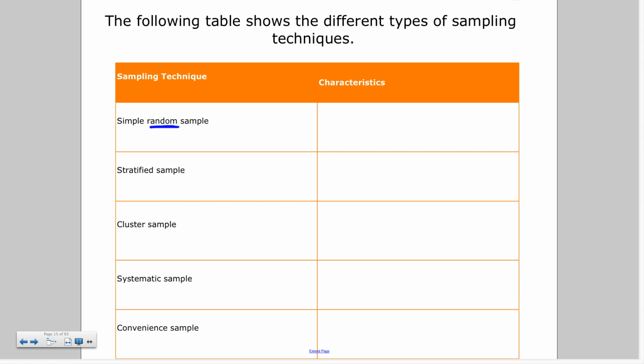All right, in your next little chart, this shows the different types of sampling techniques. And again, simple random samples should be your easiest, because it is a sample, you're taking part of your population. And random, remember, everyone has to have a chance of being selected. So everyone has a chance to be selected.